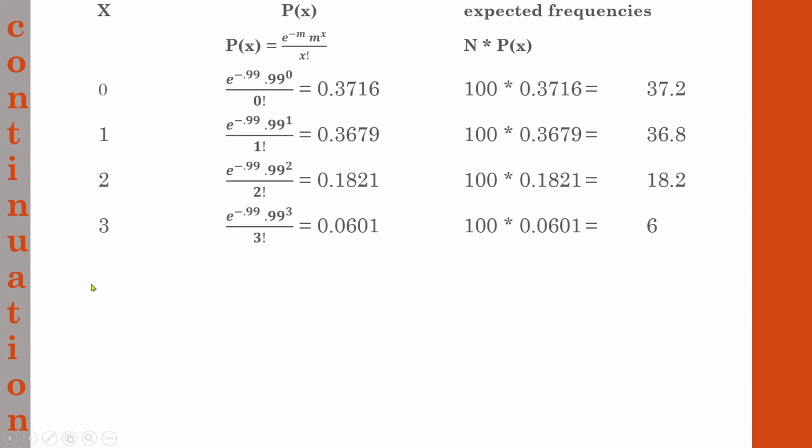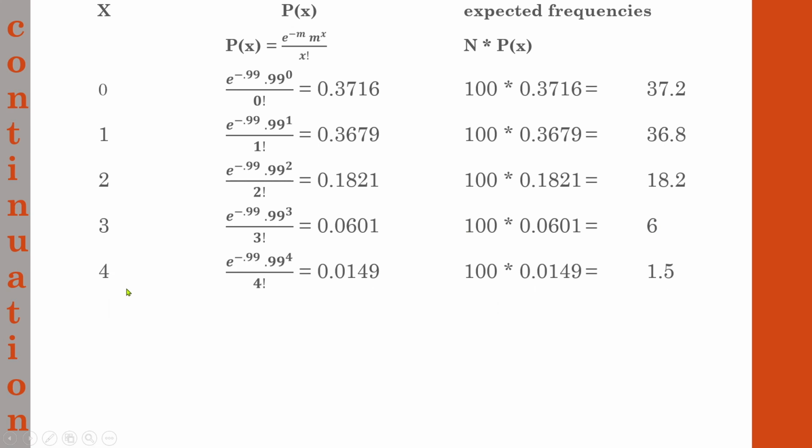Next one, when the value of x is 3, the only change that happens is that whatever the x variables are, they will be changed to 3. So 0.99 raised to 3 divided by 3 factorial. If we solve that, you will get 0.0601. I hope you all know how to find 0.99 raised to 3. Just multiply 0.99 3 times. And 3 factorial also, I hope you all know how to find the factorial, because we have learned about numerous cases previously. Once you find the probability, just multiply it with n. Here in this question, n was 100, you will get 6.